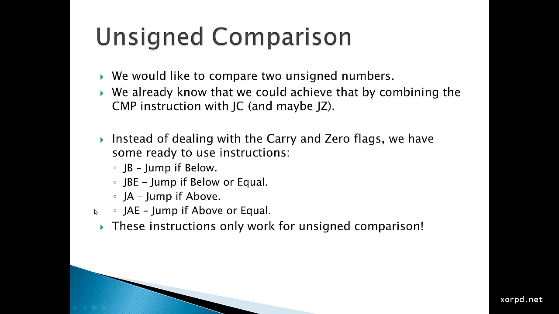We have those 4 instructions: jump below, jump below equal, jump above, and jump above equal. These instructions are suitable only for unsigned comparison. That means that if you compare 2 numbers and then follow them by one of those instructions, the underlying meaning of it is that you consider your 2 numbers to be unsigned.